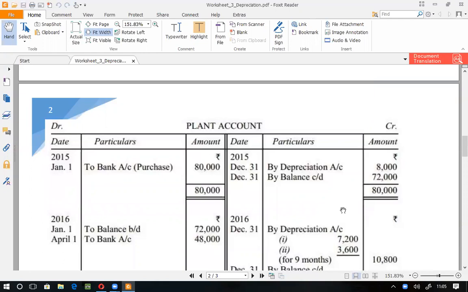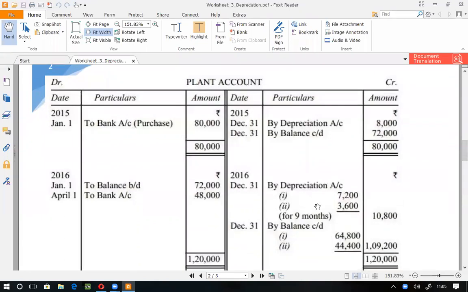See in the screen, by depreciation account on first machinery 7,200, second machinery 3,600. In brackets I have mentioned that this is for 9 months. So total depreciation together in both the machinery, 7,200 plus 3,600, in amount column becomes 10,800.